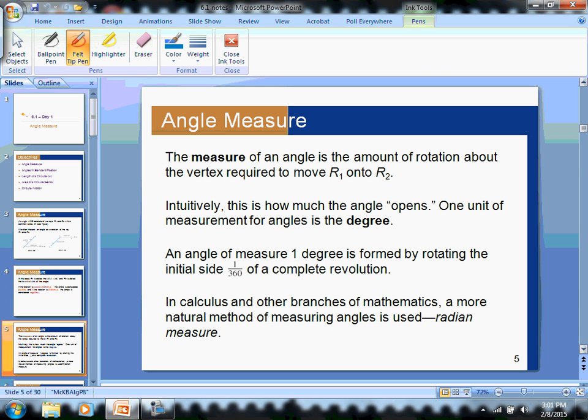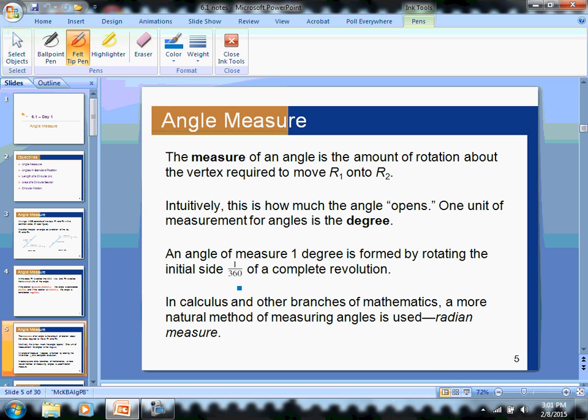The measure of an angle is the amount of rotation about the vertex required to move the first ray to the second ray. Intuitively, this is how much the angle opens. And usually we measure this in degrees. Now in a circle there's 360 degrees, so 1 degree is 1/360th of the whole rotation around the circle.